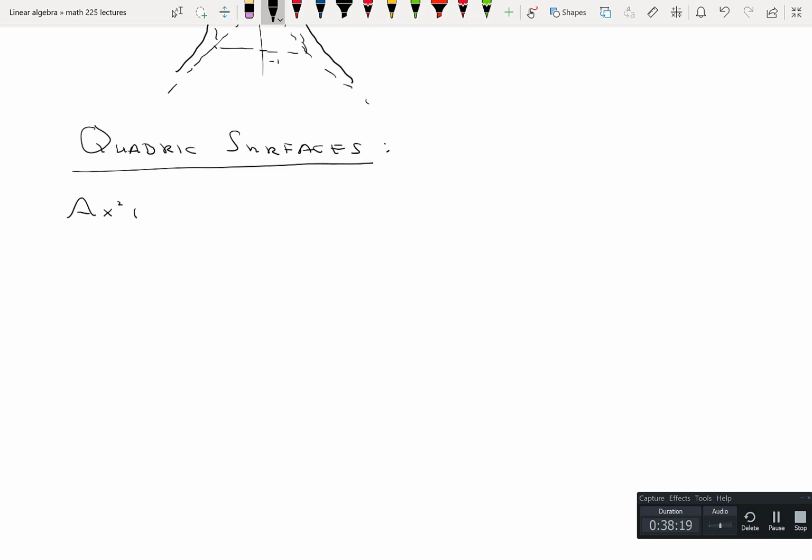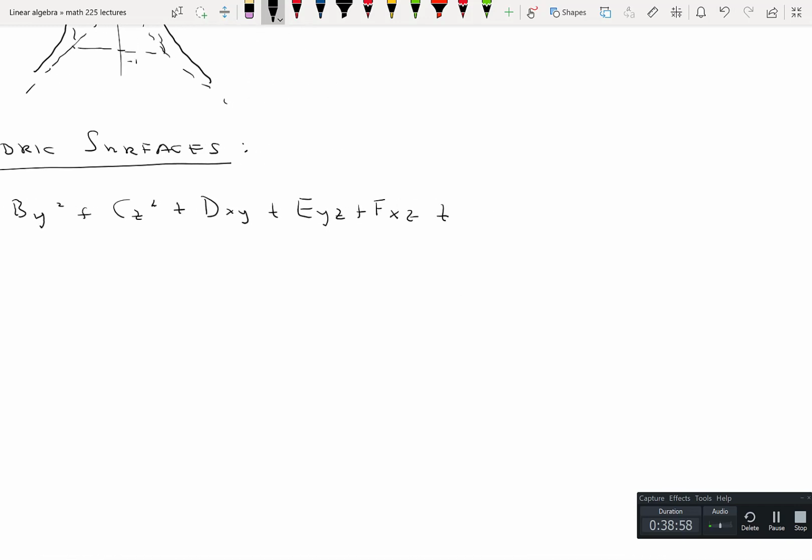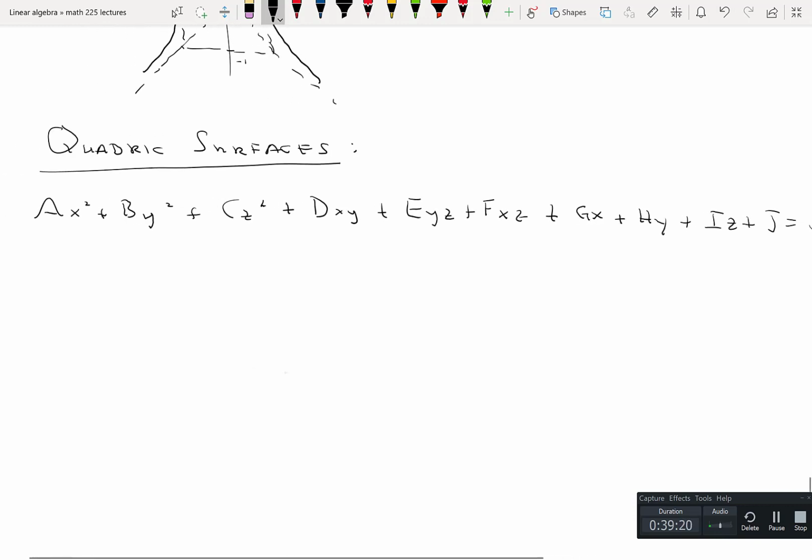The general equation looks like ax squared plus by squared plus cz squared. It's starting very similar to the conic section, plus dxy plus eyz plus fxz. There's more. Plus gx plus hy plus iz. My God, we're going through the alphabet. Plus j equals 0. My goodness.